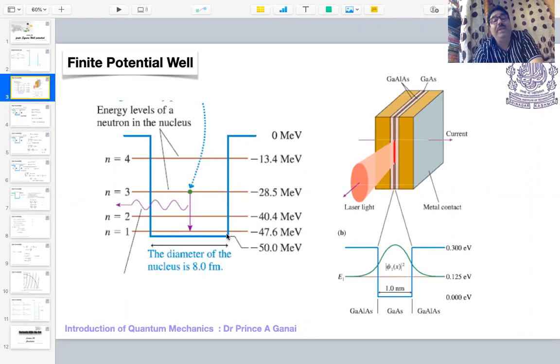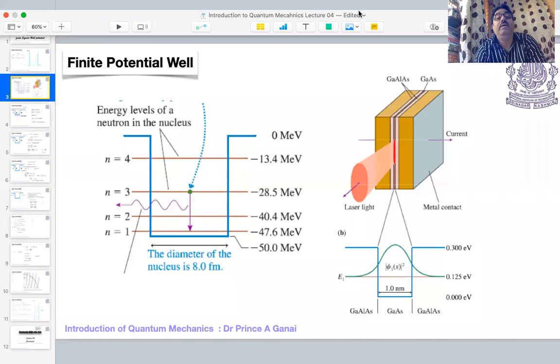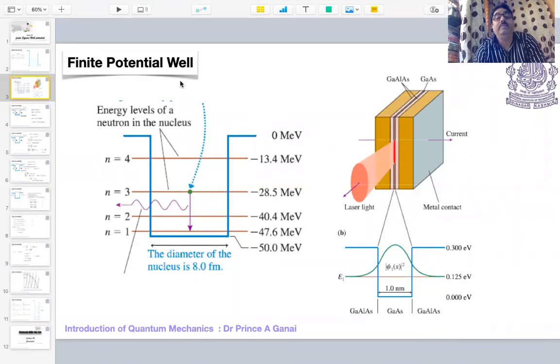Another very old application is that inside the nucleus, the neutron and proton energy levels can, in a very toy model, be thought of as present in some sort of potential well. And the gamma rays emitted once there is a transition from one level to another can be modeled using this finite potential well problem. So let me give some description of this problem.